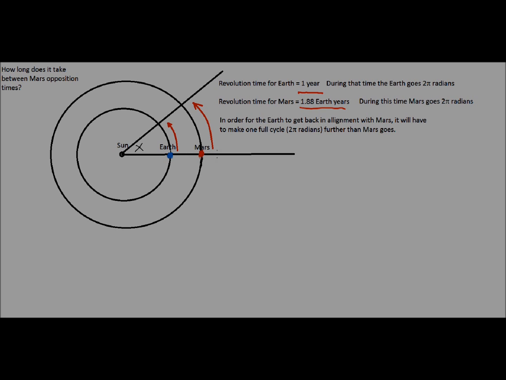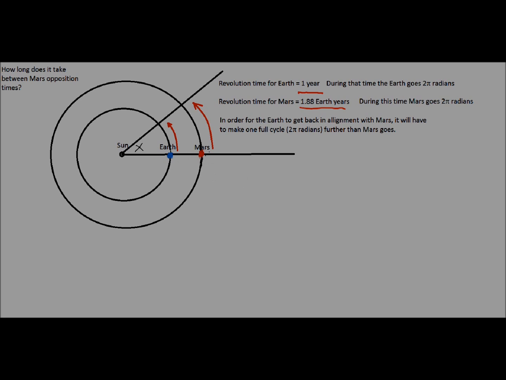Mars was in opposition to the Earth last on March 3rd, 2012. Since that time, Mars has been slowly moving around the Sun and the Earth more quickly. The Earth is ahead of Mars. It's going to have to go all the way around one full cycle, which is 360 degrees or 2 pi radians, and then it will have to continue to go until it catches Mars. And we're going to see in this calculation that the Earth is actually going to have to go around twice and a little more.